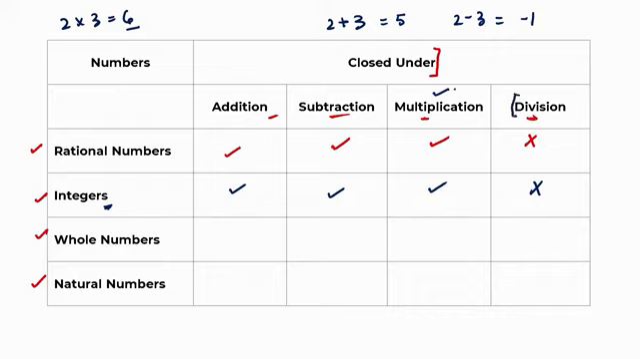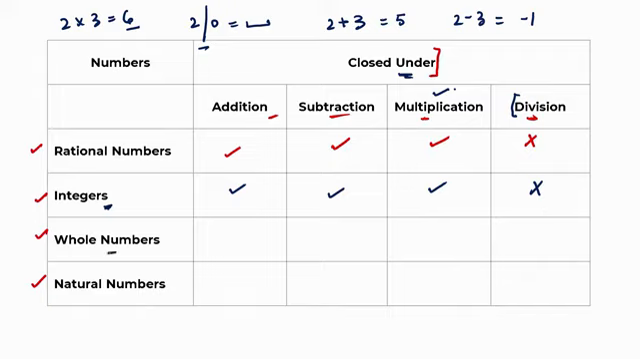But when I talk about division, I can take the same example which I took in rational numbers. That is, what if I'm dividing 2 by 0? This is going to give me an answer which is not defined. Therefore, integers under the division operation are not closed. Therefore, I have put a cross sign here. Let's see with whole numbers and with natural numbers.